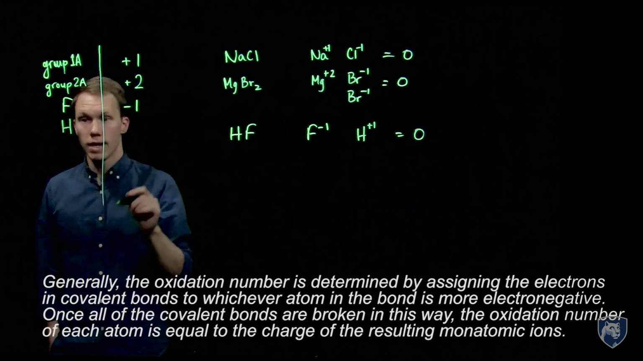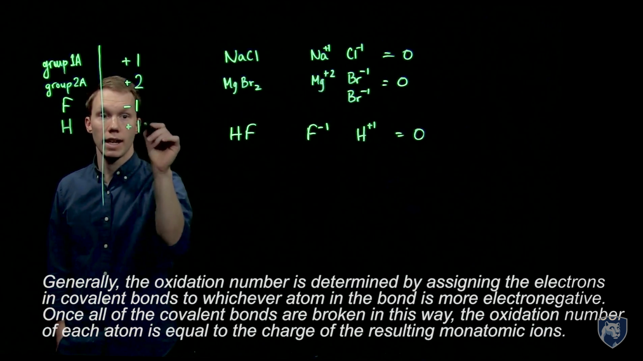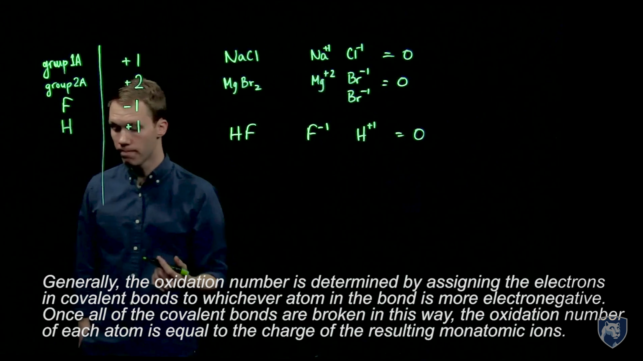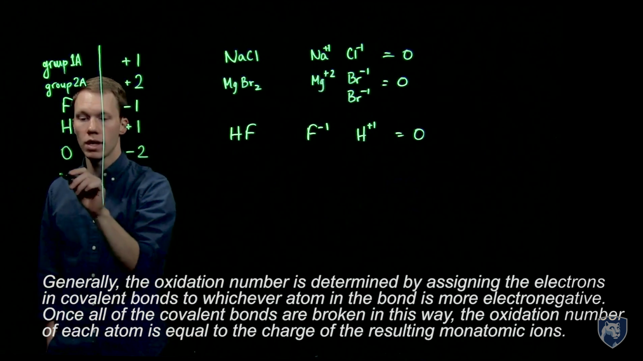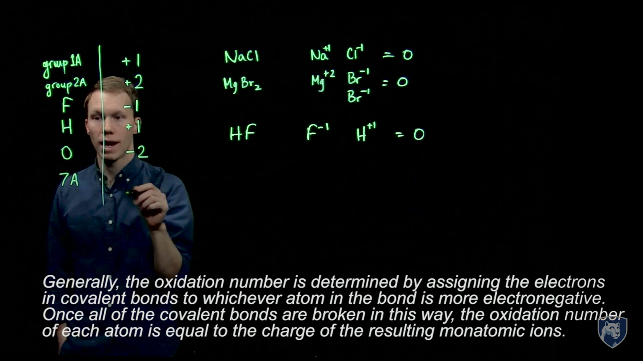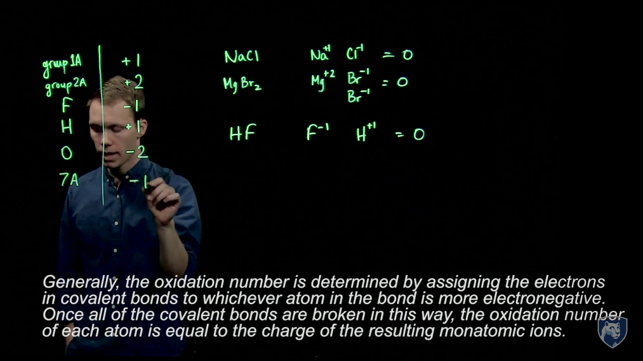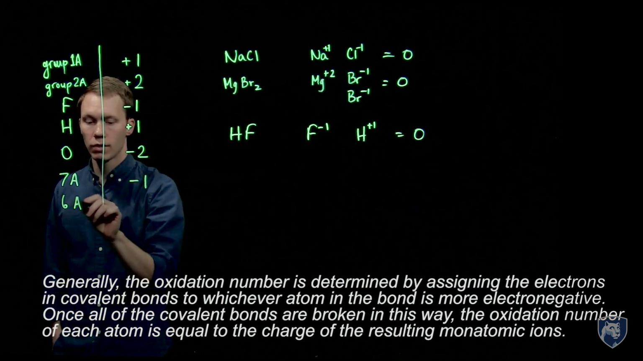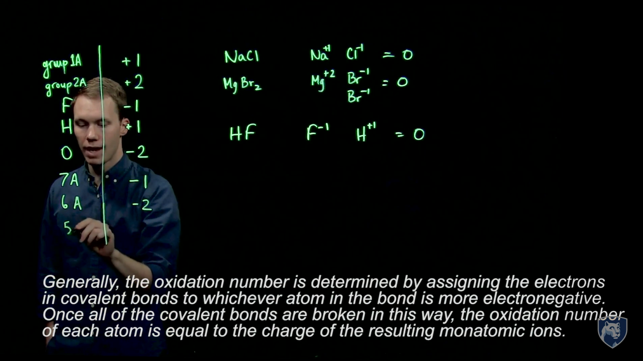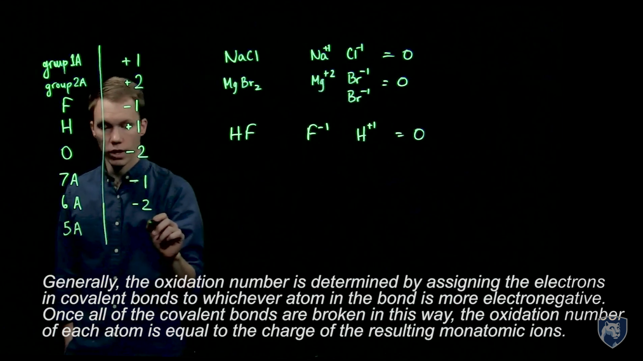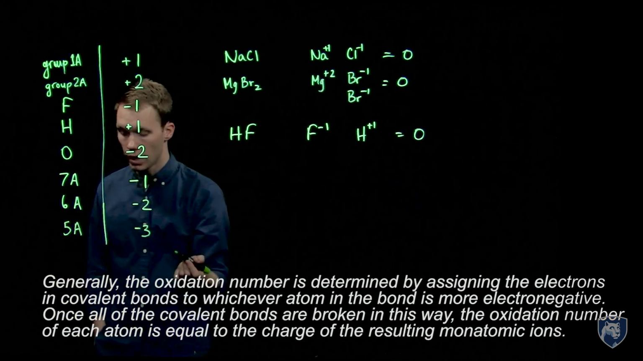The next most important is hydrogen, and typically has oxidation number of +1. Then we would assign oxygen, which is typically -2. Then we'd move on to 7A, the rest of the halogens. These are typically -1. 6A, the rest of the oxygen group, typically -2. And then 5A has the lowest priority, which would be -3.